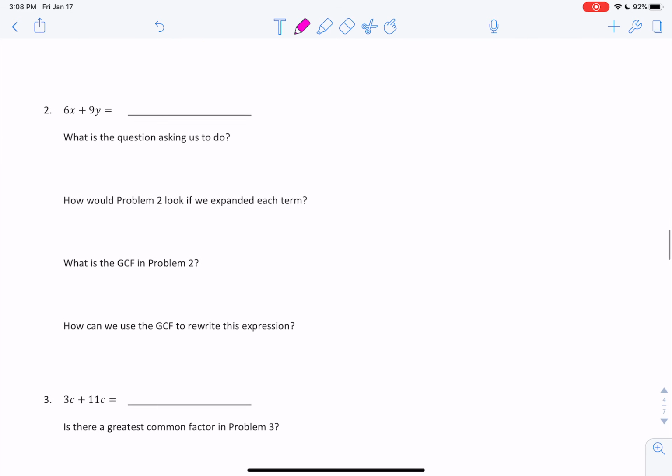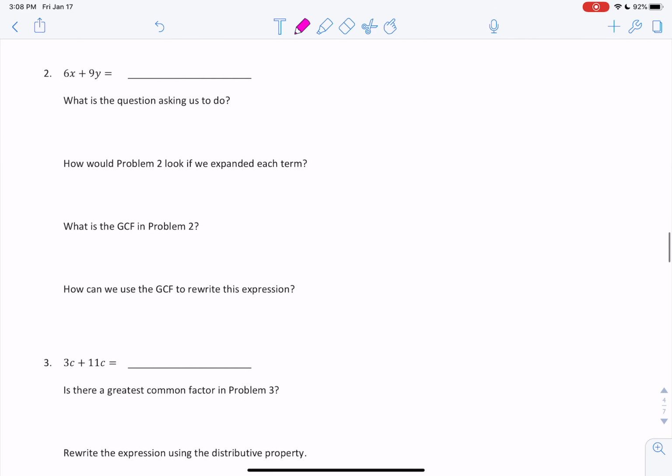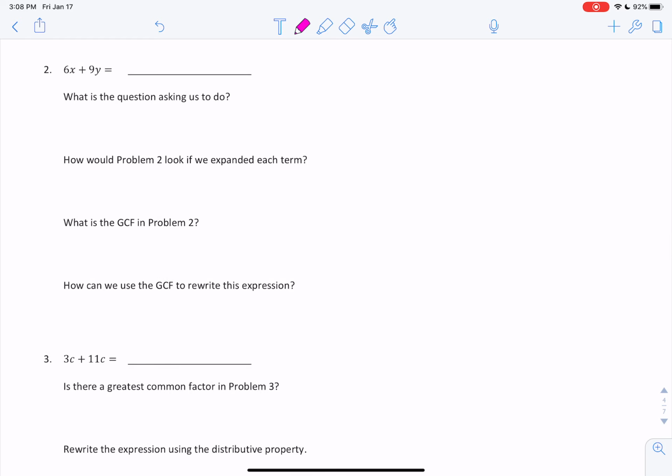So number 2, we have 6x plus 9y. So once again, we're looking for the greatest common factor. Now we know that x and y are different variables, so you can't combine those, right? So we're looking at the 6 and the 9. So we want to make factor trees. So for 6x, we have 6x. For 9y, we have 9y. And we're looking for what multiplied together gives us those. Well, the first one's going to be 6 times x, and the second one's going to be 9 times y. All right, so we know the x and the y just don't do anything because we can't combine them. So the 6 and the 9.